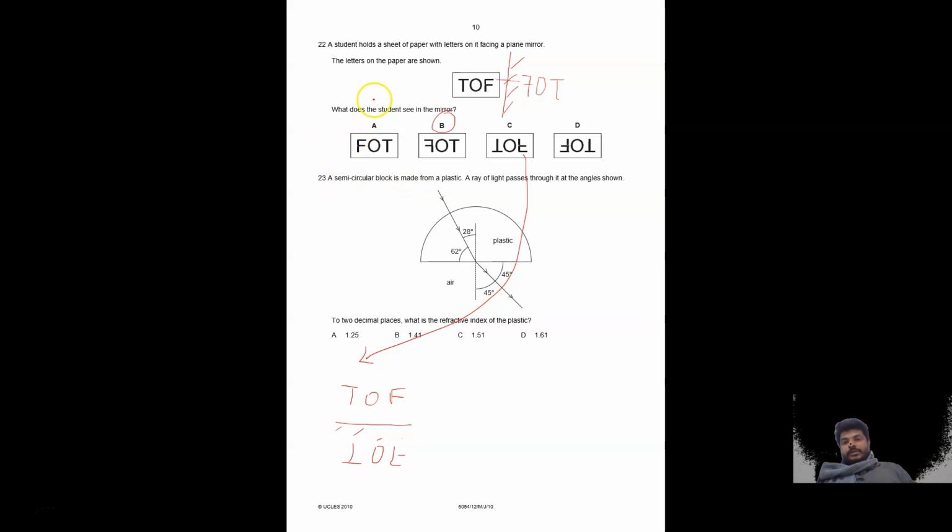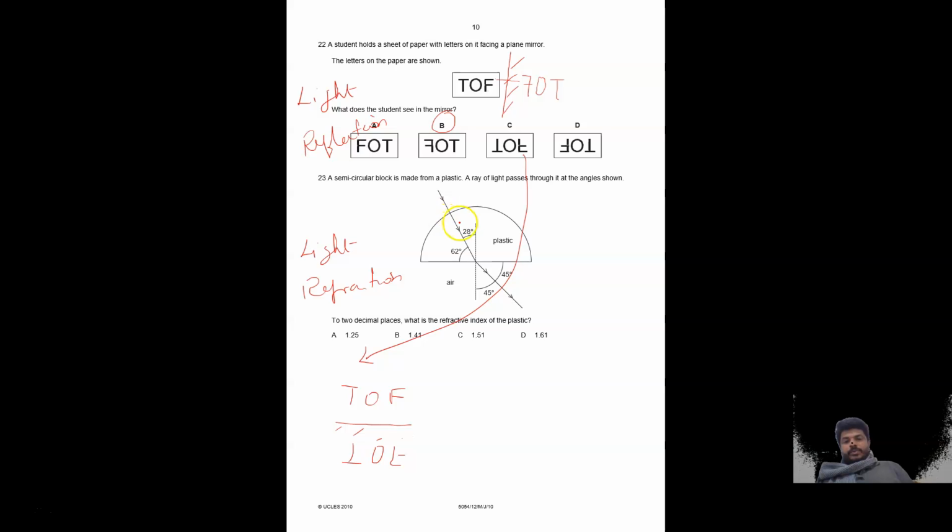Okay, now this is also a light topic, the waves topic, and this is also a light topic: refraction. The previous one was light, reflection, and this is refraction, because of the bending of light. The light travels and it bends, right? Now if you see here, this is a plastic semicircular block, and here is the incident ray passing through, and here it is refracted.